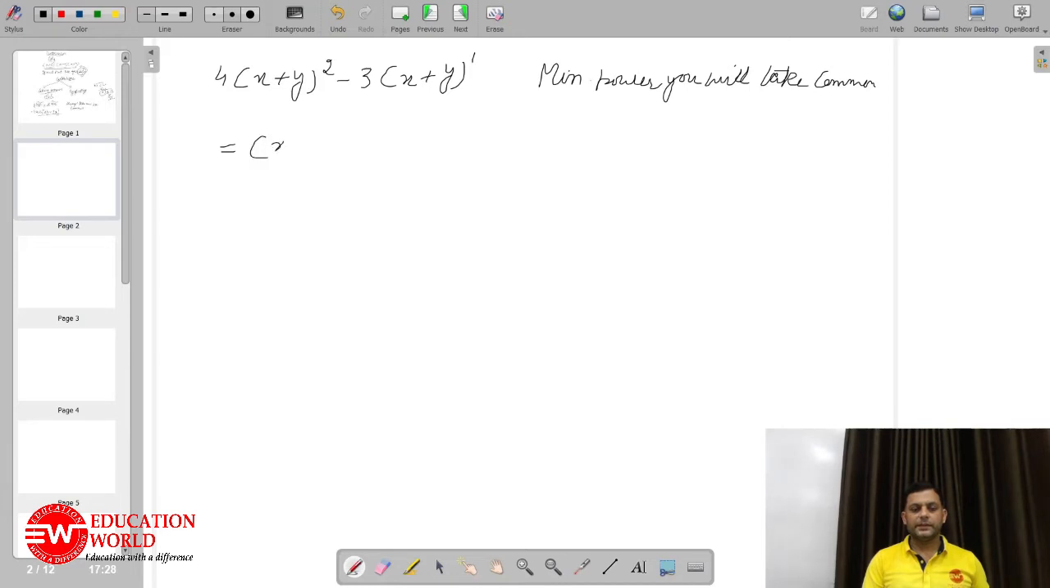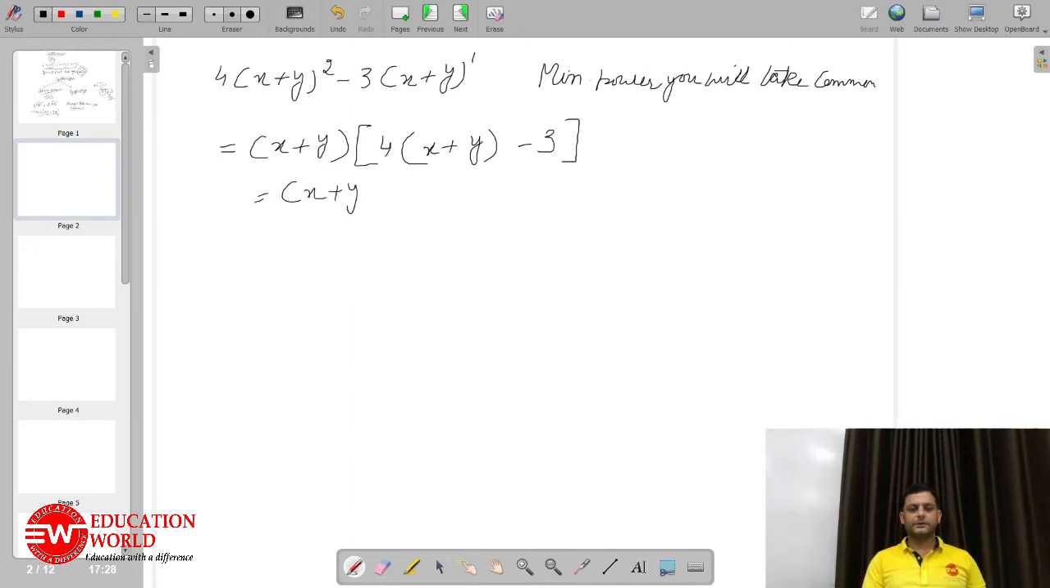So I will take x plus y. So 4 is still inside because nothing has been taken from 4. So here it is 2x plus y. 1 I have taken, it means 1 is still inside. Minus. So here out of 3 we have not taken anything, so this is 1 only. 1 I have taken. So this will be our result, or you can say x plus 1 times 4x plus 4y minus 3.